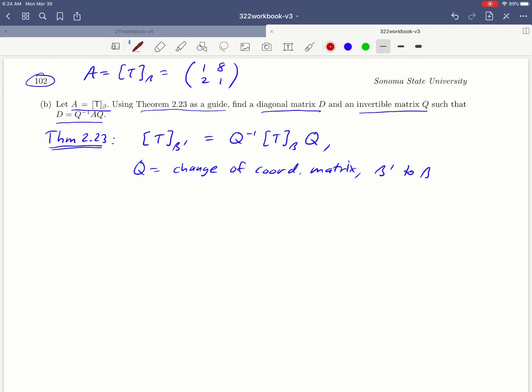In the notation of our problem, this T relative to beta is what we've decided to call A, and it's going to turn out that T relative to beta prime is going to be the diagonal matrix that we want. Maybe one other comment: beta prime, if you look back at part A, was the second basis for R2 that consisted of our eigenvectors. So I'm going to remind you of that. Beta prime looked like, let's see, what were our eigenvectors? 2, 1 and negative 2, 1.